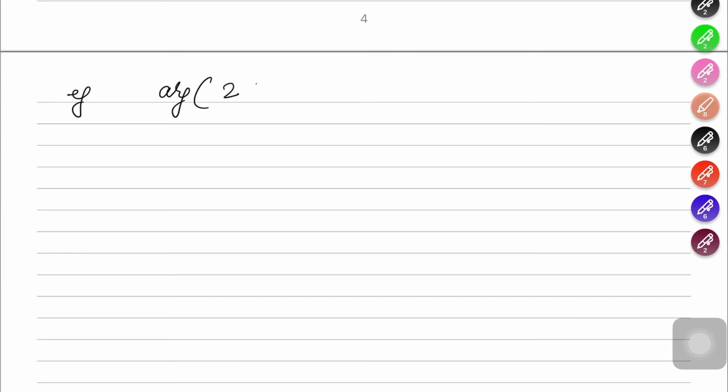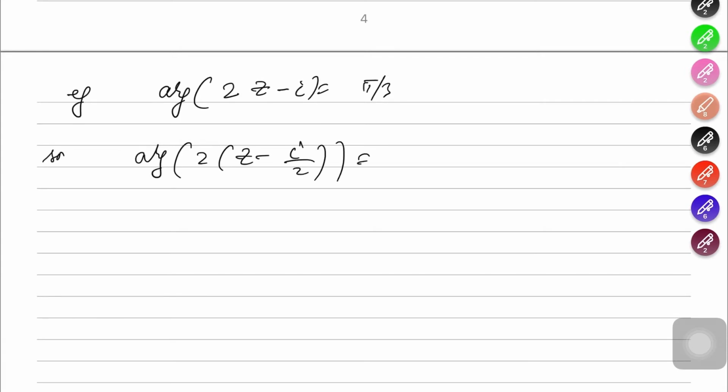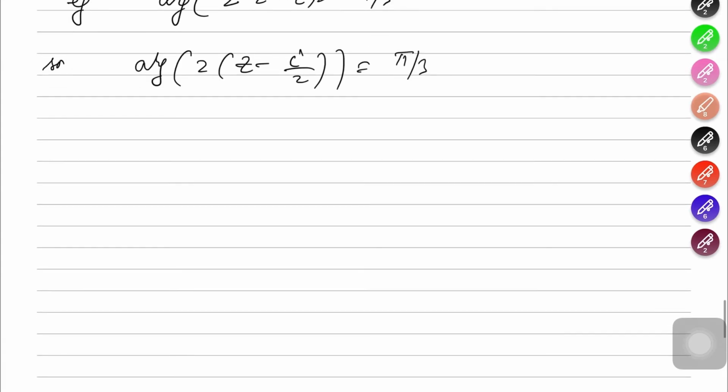Example, argument of 2z minus i is equal to pi by 3. So whenever we have argument, for locus, our coefficient of z should be 1. Here the coefficient is 2. So we'll take 2 outside. So we take 2z minus i by 2 is equal to pi by 3. Now we can write it like this: argument of 2 plus argument of z minus i by 2 is equal to pi by 3. Okay.